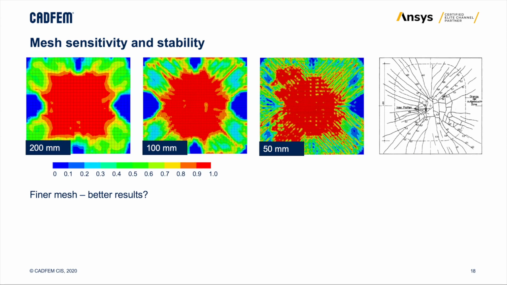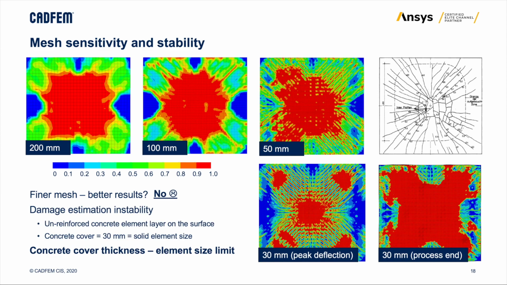The second part of the results study is mesh sensitivity and stability in terms of damage. You can see the damage results for 3 different mesh sizes. With these mesh sizes you can see that if we use a finer mesh we get better results. For 50 millimeters, for example, you can see correlation between the real crack pattern from experiments and results from simulation. Unfortunately, if you keep decreasing the element size, that will not give you a better result.